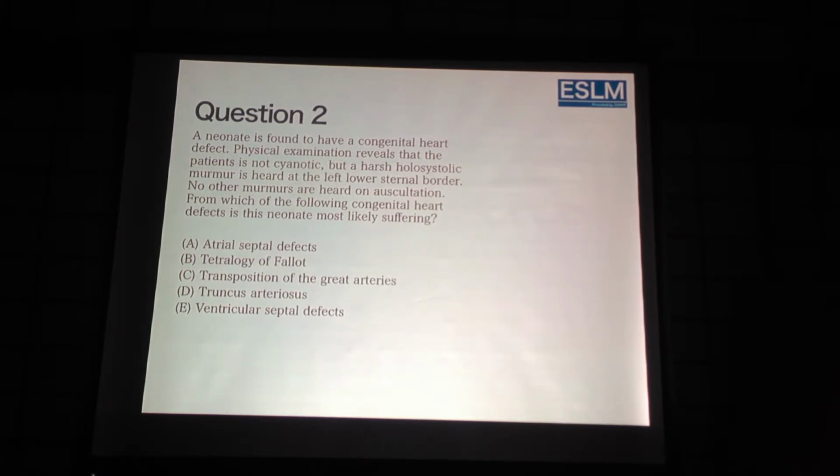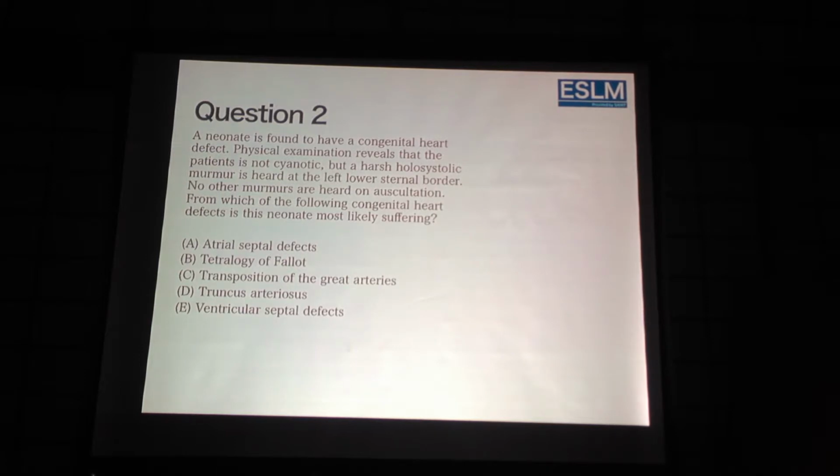Okay, so let's go to question 2. This is gonna be a little bit harder. So this question is for senior students, students from grade 3, I think. Question 2. A neonate is found to have a congenital heart defect. Physical examination reveals that the patient is not cyanotic, but a harsh holosystolic murmur is heard at the left lower sternal border. No other murmurs are heard on auscultation. From which of the following congenital heart defects is the neonate most likely suffering?